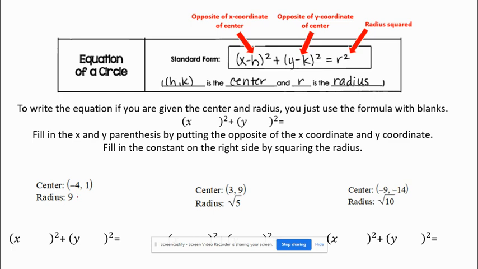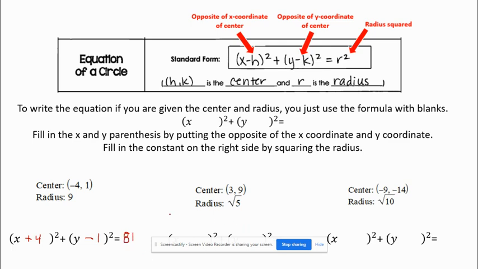So looking at this first example, since our x-coordinate for our center is -4, when we go to put it in the equation, we make it its opposite. So this is going to be +4. This is seriously how easy this is. What goes in the parenthesis with the y is always going to be the opposite of the y-coordinate of the center, so that's going to be -1. And then finally, the radius squared is what's going to go at the end. So all we have to do is 9 squared, which hopefully we all know is 81.